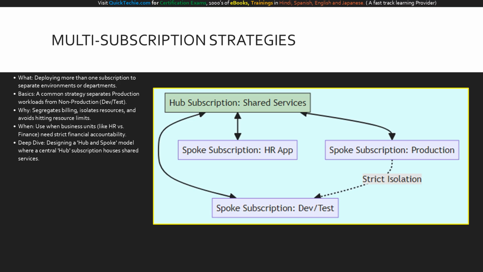In the center, highlighted in green, we have the hub subscription, which acts as the shared space for identity, networking, and security services. Radiating out from the hub are our spoke subscriptions for production, dev/test, and HR applications. The solid lines show that spokes can access the shared hub services. However, the dotted line between production and dev/test indicates strong isolation, keeping those environments strictly separated to prevent accidental interference.